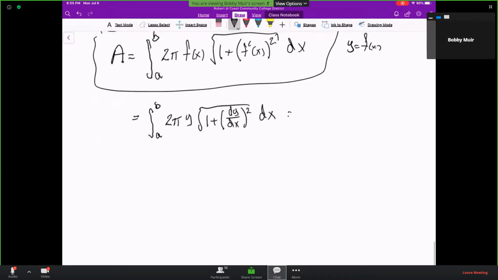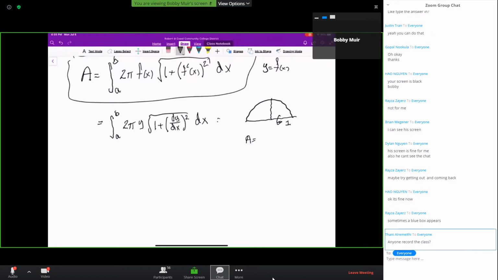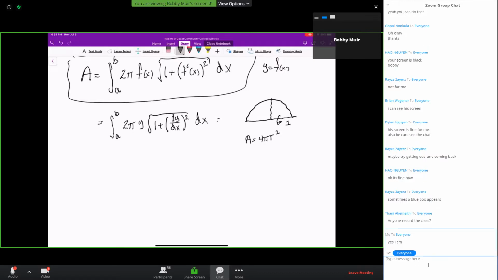Okay, now let's do it on a thing that we know the answer to. So let's say that I took the top half of the circle of radius 1 and I spun it around here. Then I'm going to get a ball, right? The surface area of a ball is going to be 4 pi r squared. The way I remember that is it looks like it's the derivative of the volume, which is 4/3 pi r cubed.